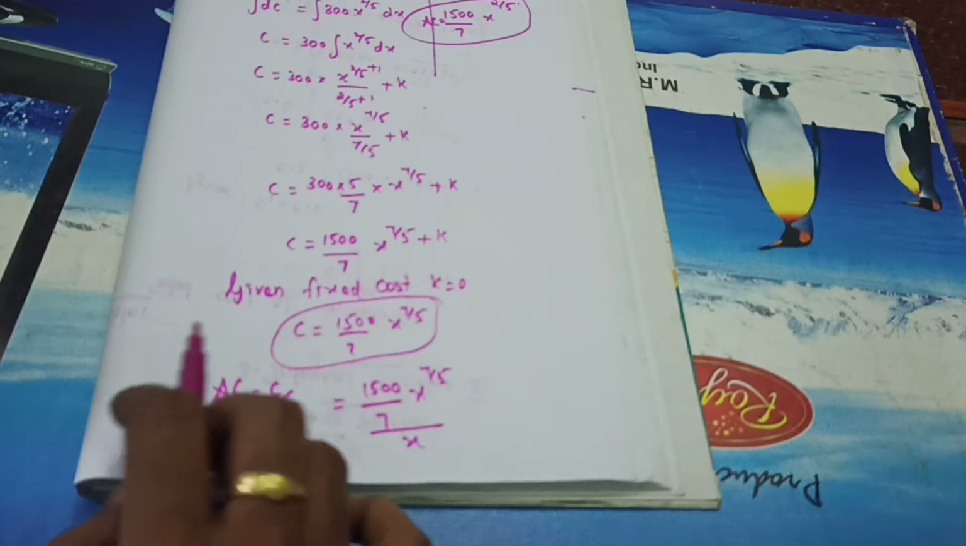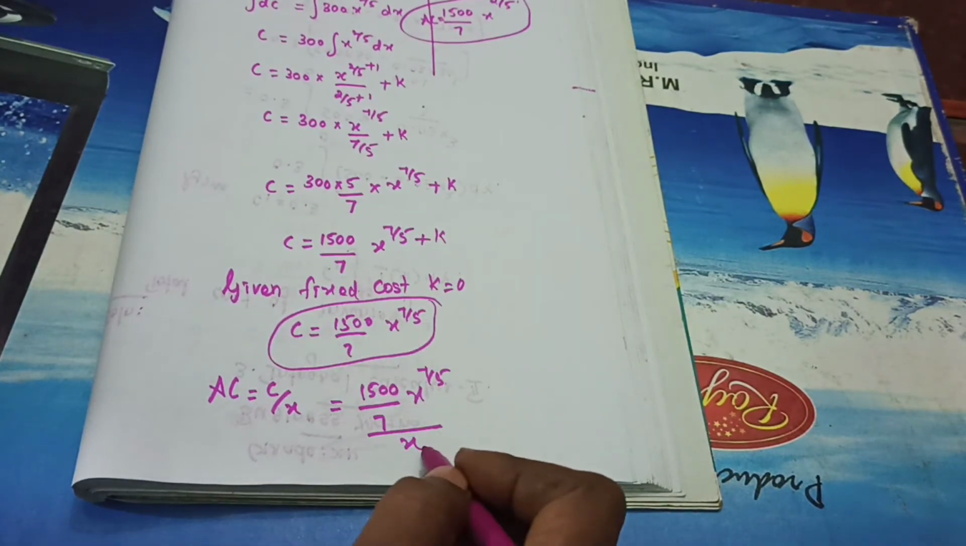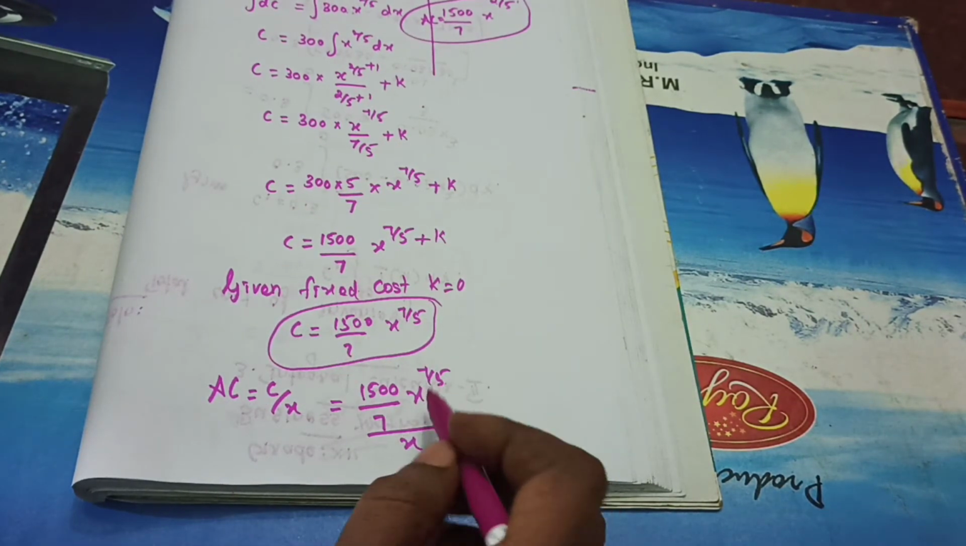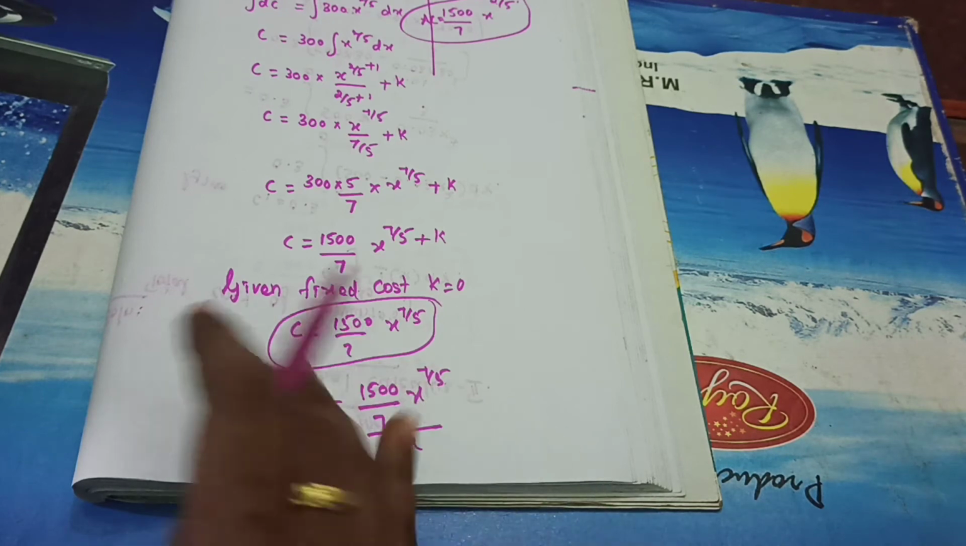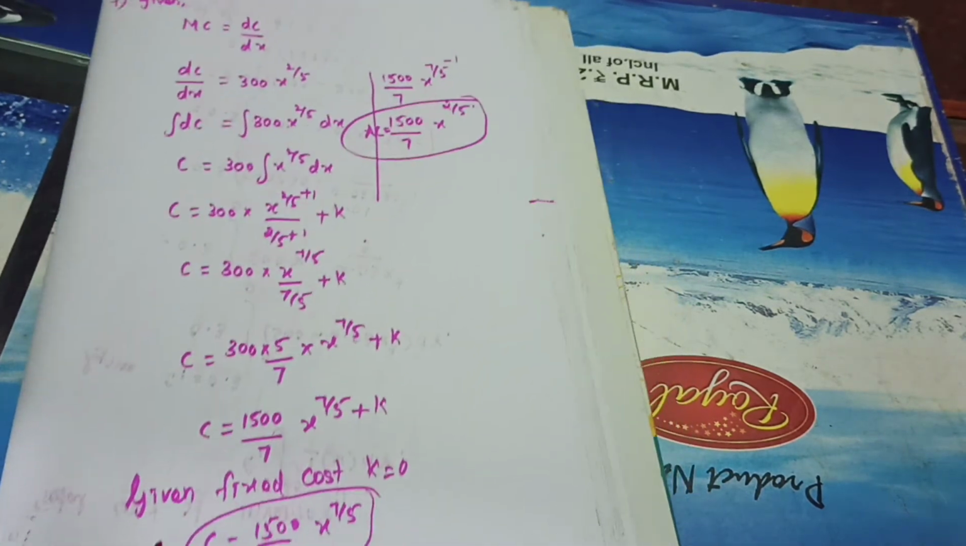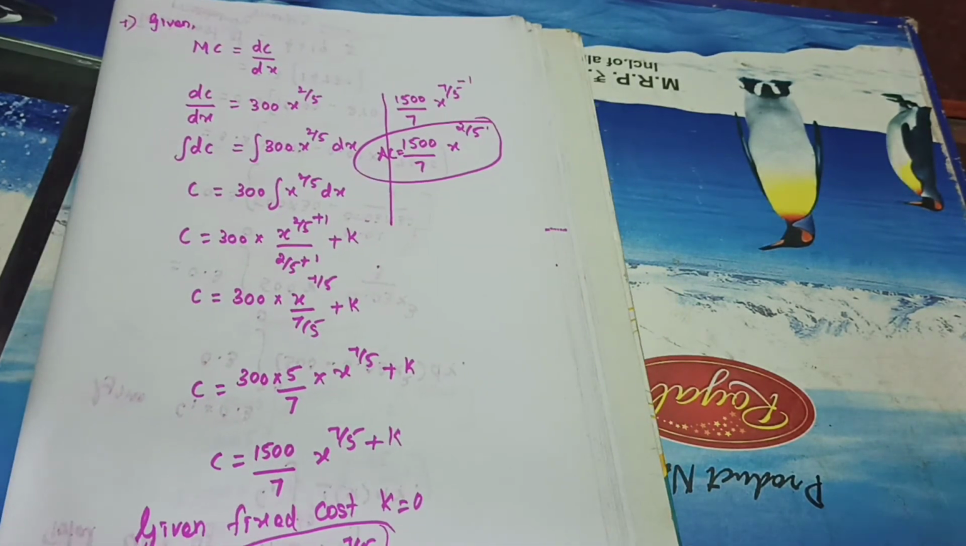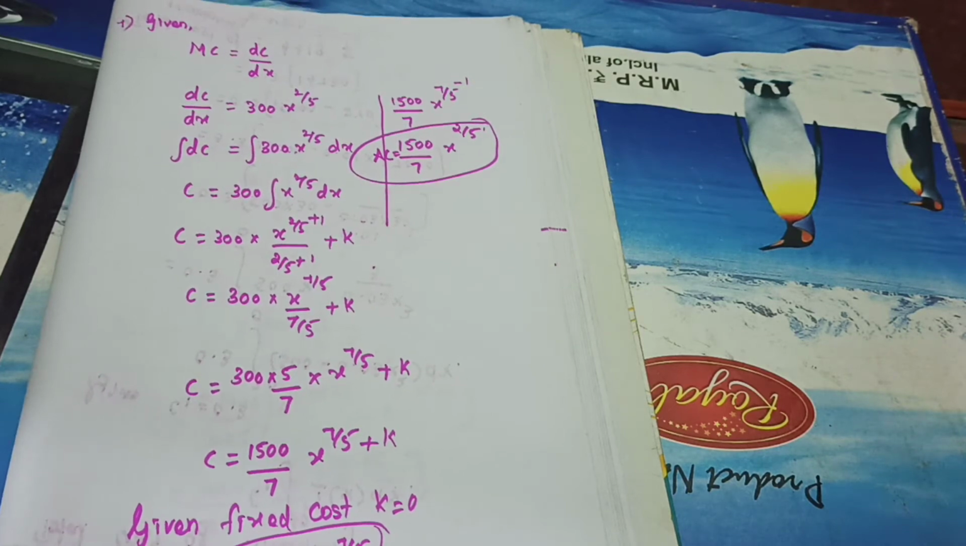This is total cost. So here you will have x power 2 by 5, 7 by 5 minus 1. So 7 minus 5 means 2 by 5 you will get. Understand, students? Okay, I hope you got it. Let's go to the next question.